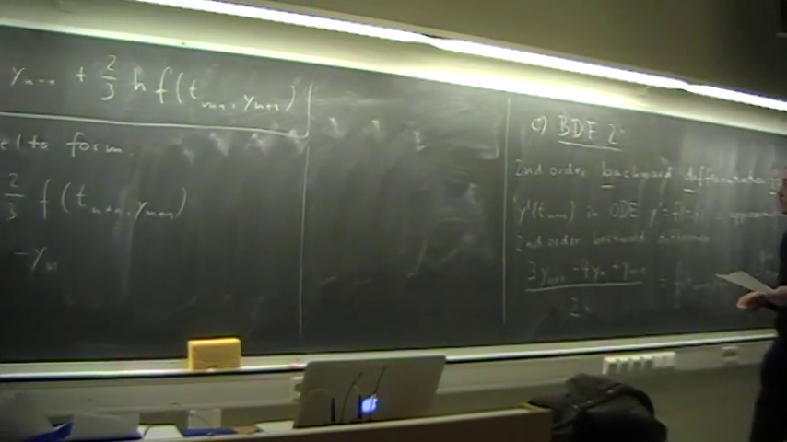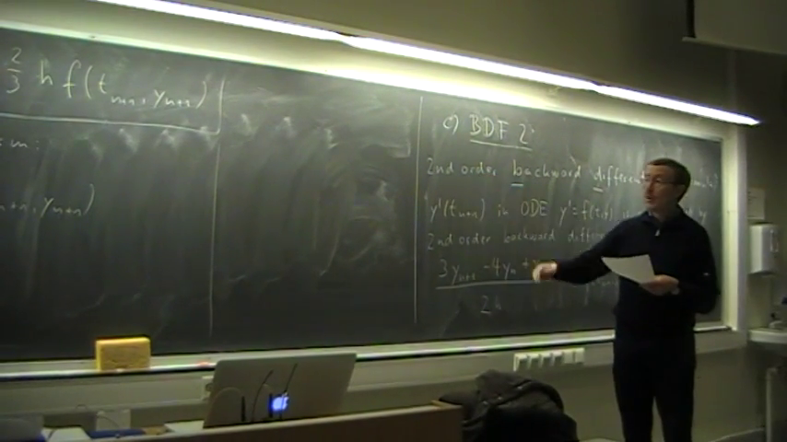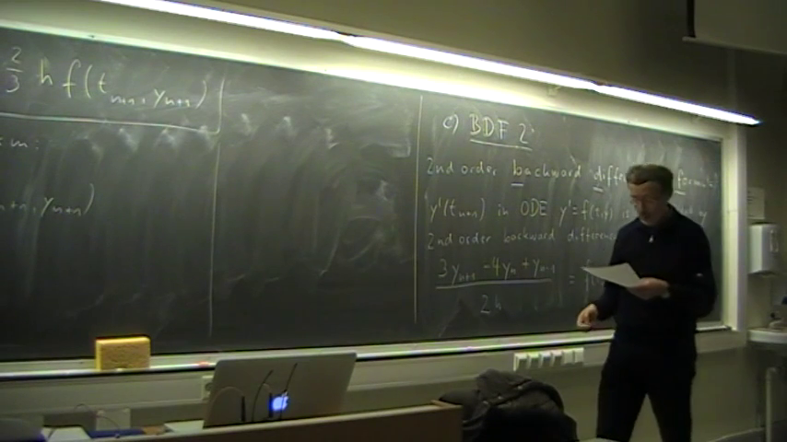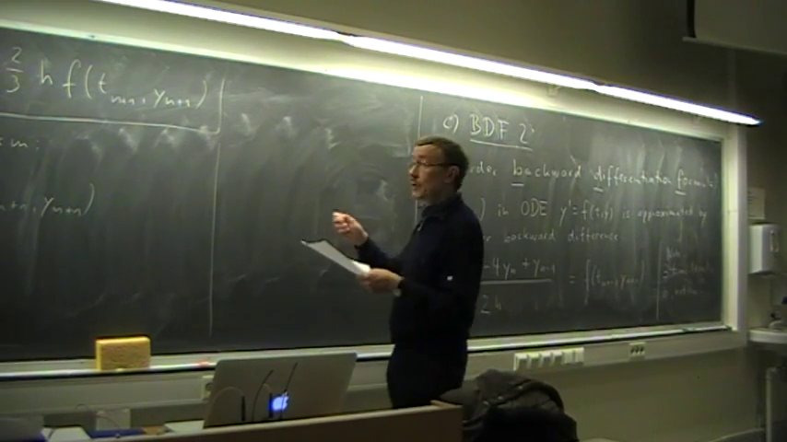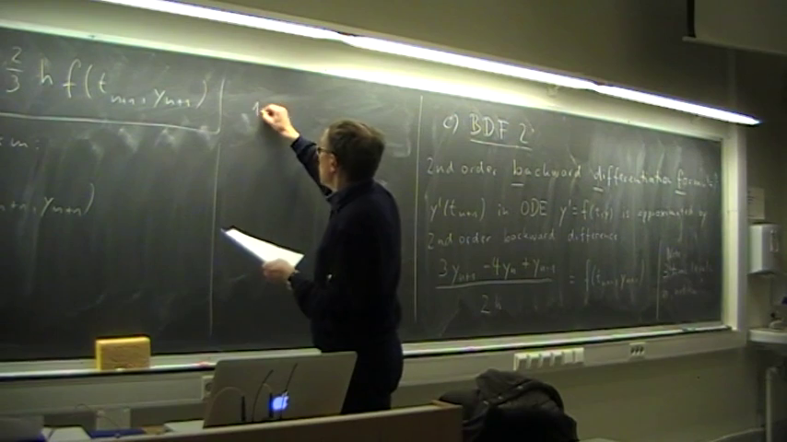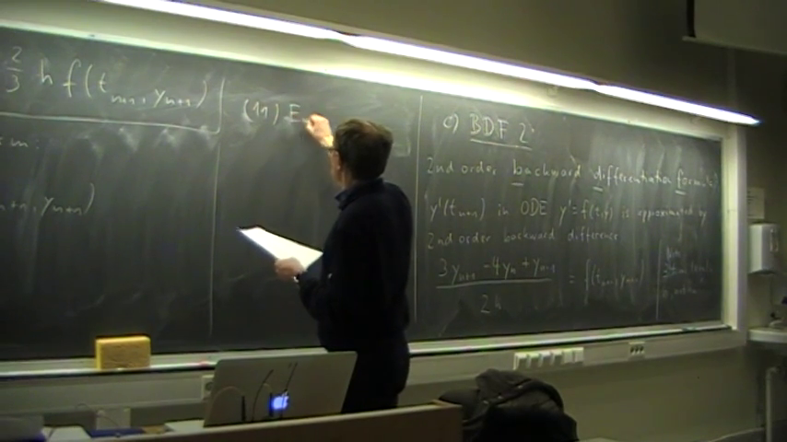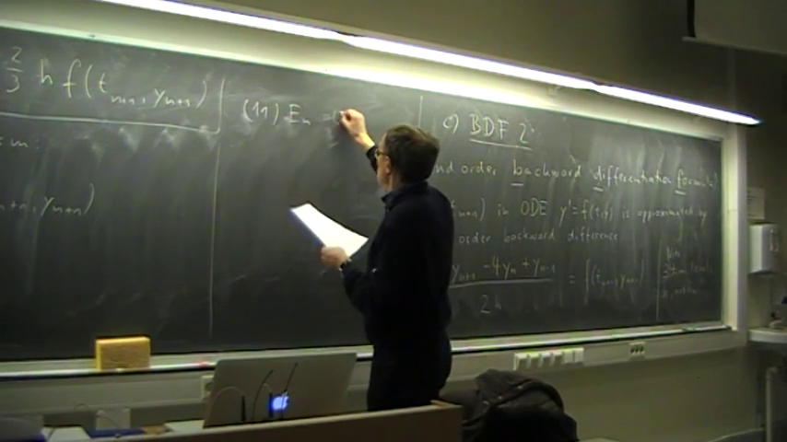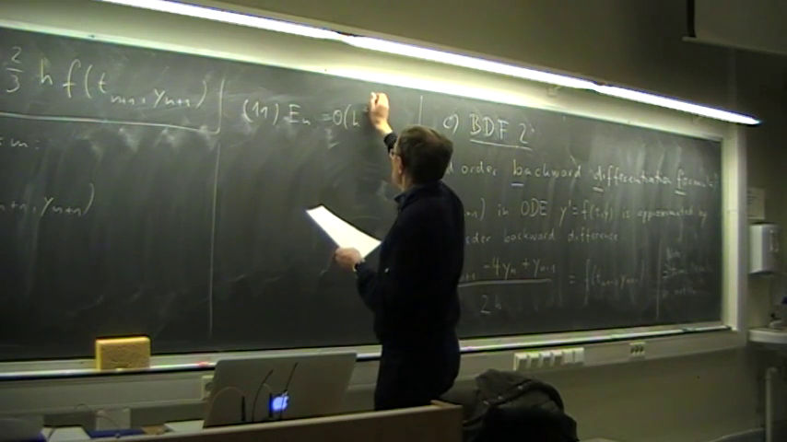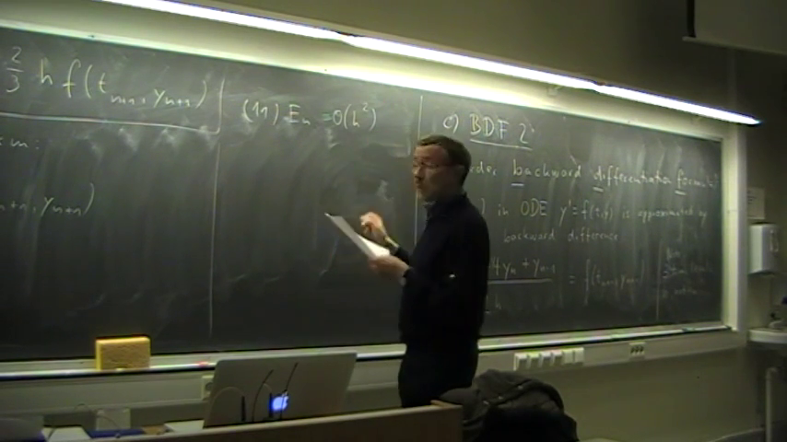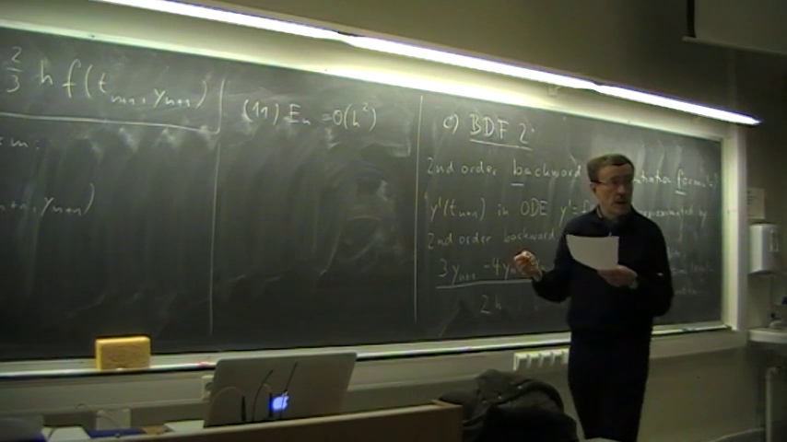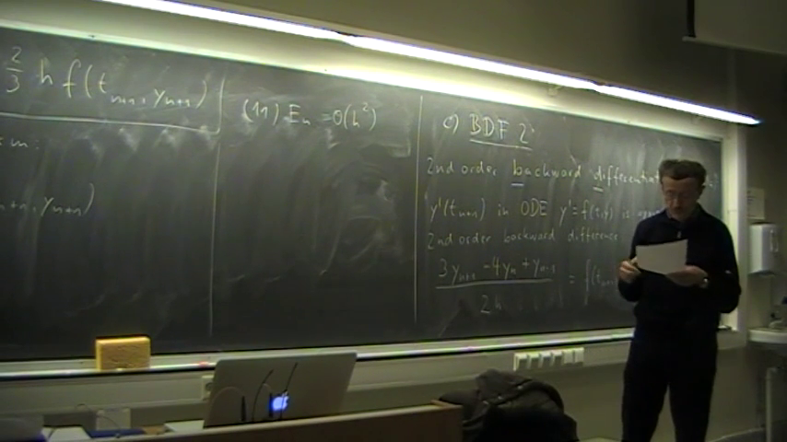As already mentioned by the name, the method is second order. That means the local truncation error is of third order, and the global truncation error, which is the En, is of order h squared. So in that case, it is the same order of accuracy as the trapezoidal method.